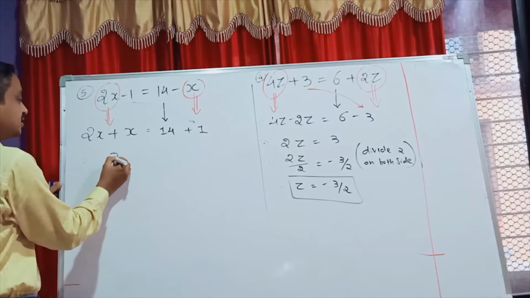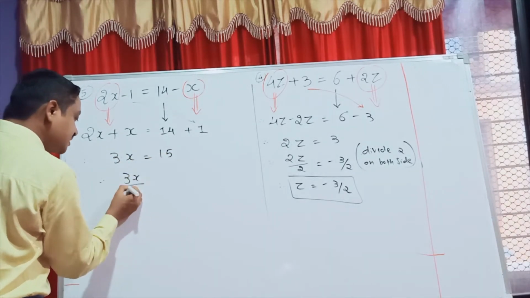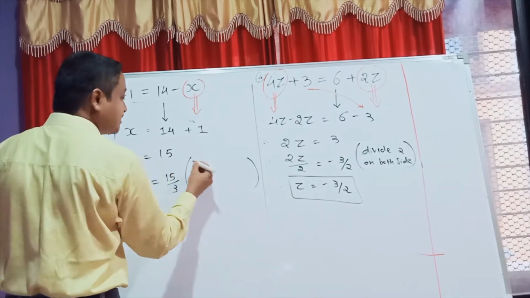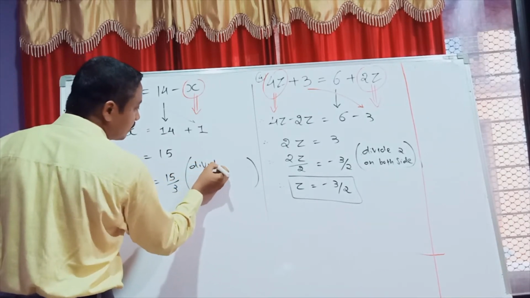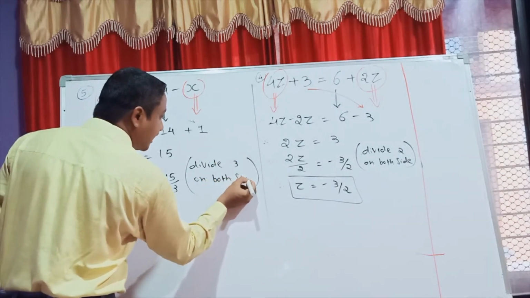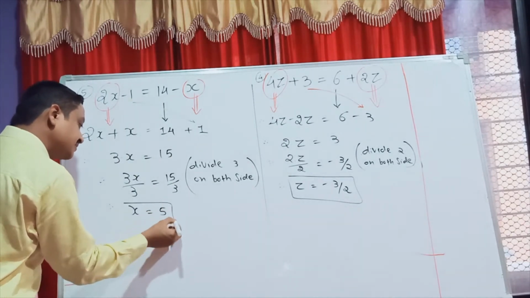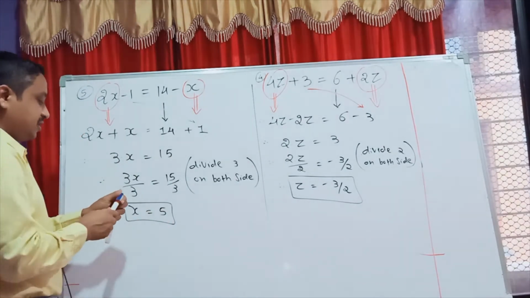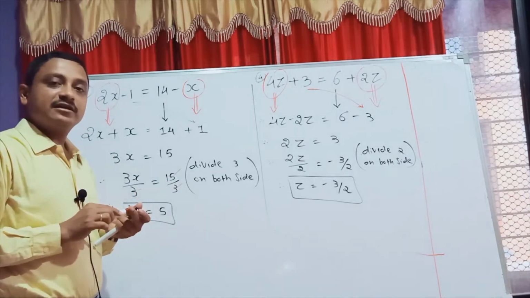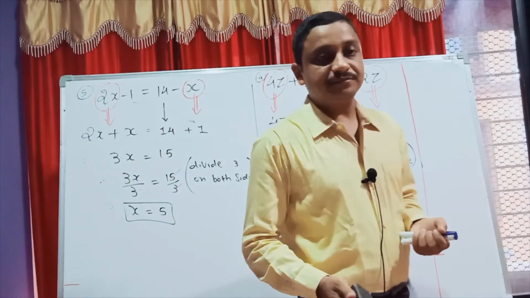So you get just 3x is equal to 15. So what is the answer? Yes, divide by 3, mention it on both sides. Divide 3 on both sides. Yes. So x is equal to how much? 5, sir. Because this 3 cancels, and here also 3 fives are cancelled, and that's your final answer.